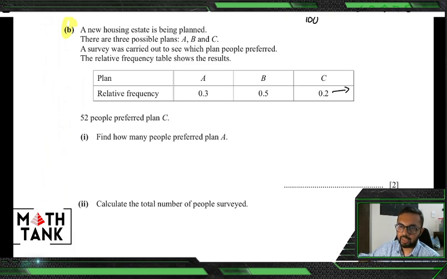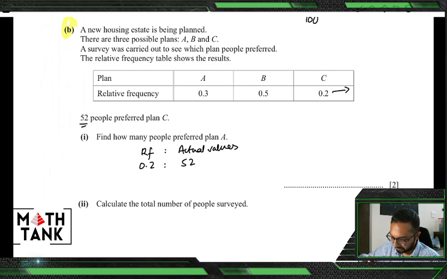How do you calculate relative frequency? You take the frequency of that category and divide it by the total. It says 52 people preferred plan C. How many people preferred plan A? I can do it by making a ratio of the relative frequency to the actual values. Relative frequency is 0.2, and the actual people were 52.